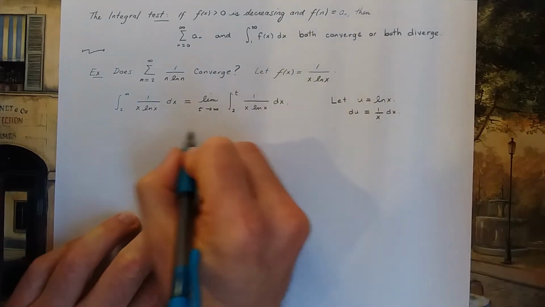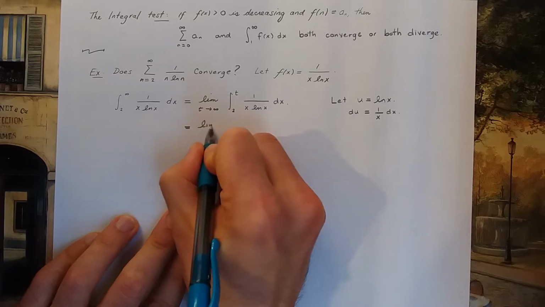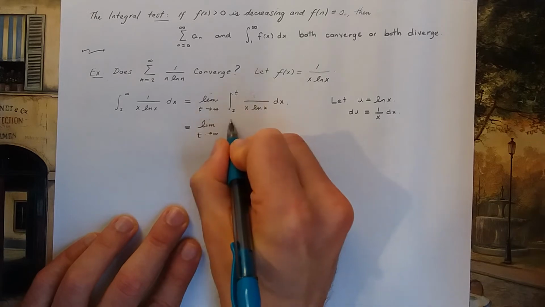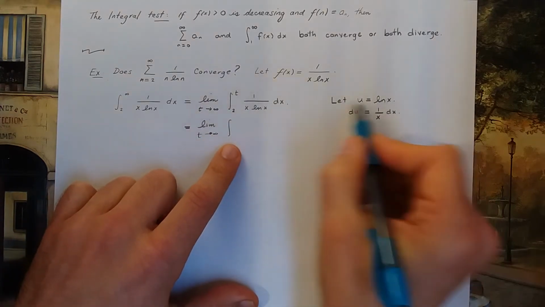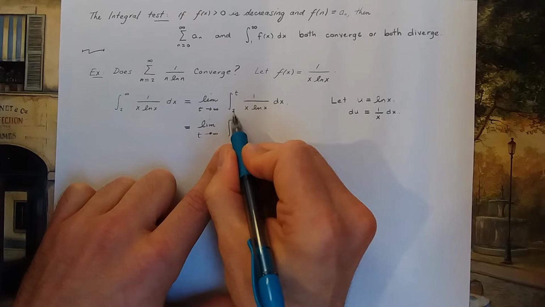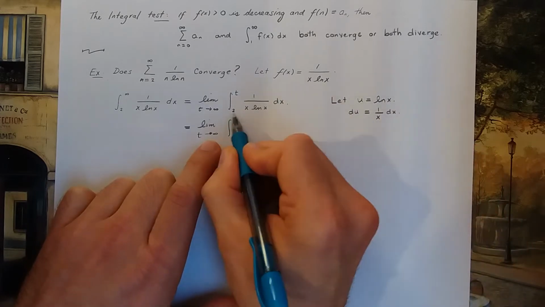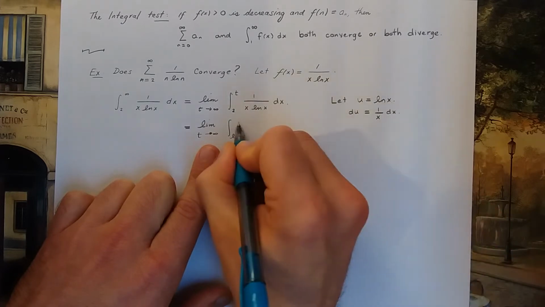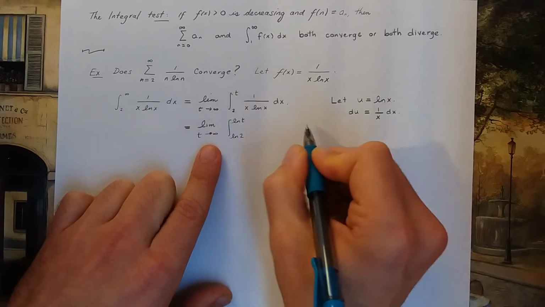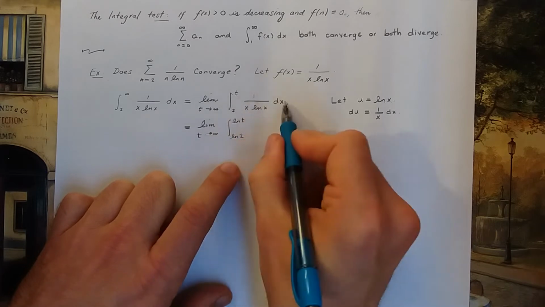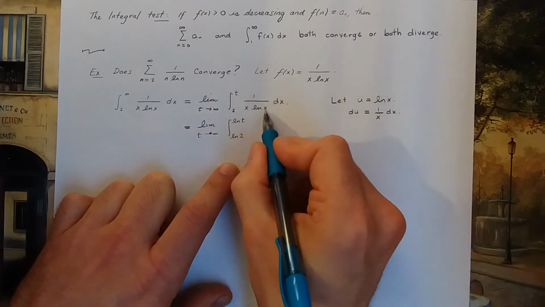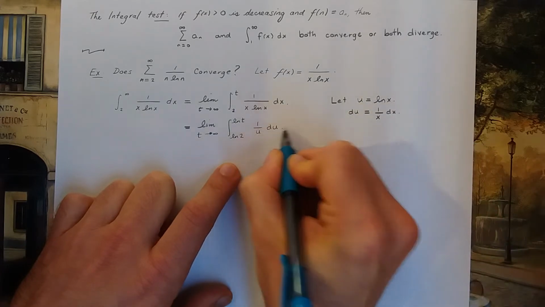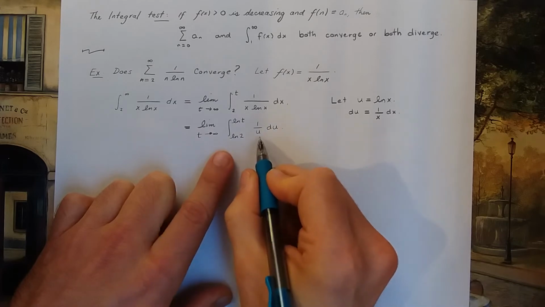So I'll use my u substitution and get the limit as t goes to infinity. Whenever you do a u substitution, you should change the limits of integration. So if x is equal to 2, u should equal log of 2. So the integral goes from log 2 to log t. 1 over x dx becomes my du. 1 over x log x becomes 1 over u. So I put in my u substitution.